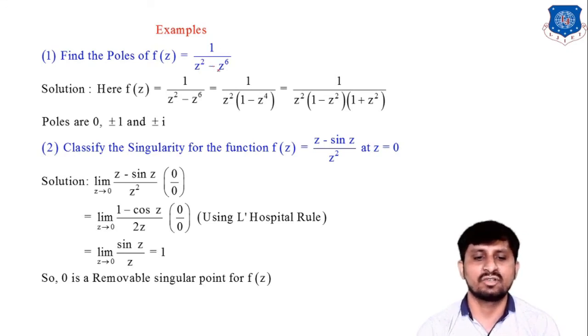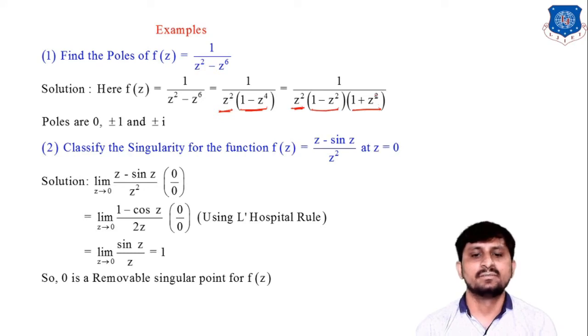So first of all, we simplify z square minus z raised to 6. In the denominator we can take z square common, giving 1 minus z raised to 4. Now z square as it is, and 1 minus z raised to 4 I can write as 1 minus z square times 1 plus z square. Now you can easily understand that the denominator becomes 0 at the points 0, plus or minus 1, and plus or minus i.